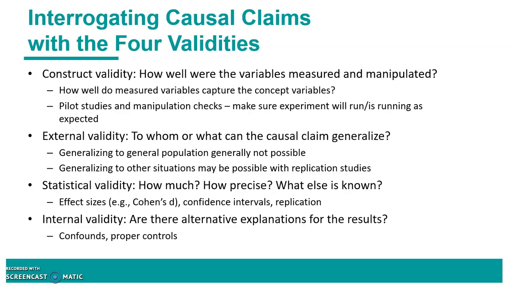Statistical validity, asking questions like how much, how precise, what else is known. Cohen's d is a measure of effect size that you might come across when looking at experiments. That's showing how big of a difference there is between two averages. So if you have two groups, you compute the average perseverance score between the two. You may find a significant difference, but it may be a big or small effect. So Cohen's d gives you a measure of effect size. Confidence intervals, of course, give you a measure of precision. And replication is necessary over time to see how big the actual effect size is over multiple studies, and whether it actually holds up, or was this one study just a statistical fluke?